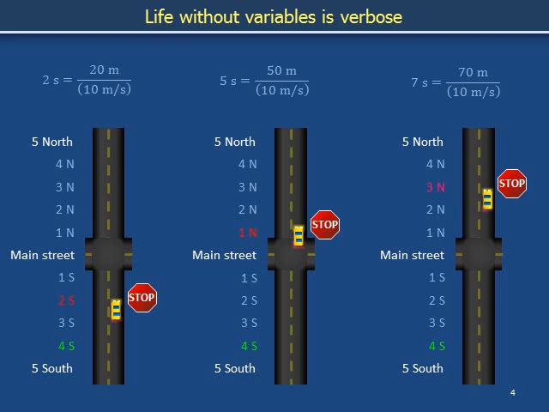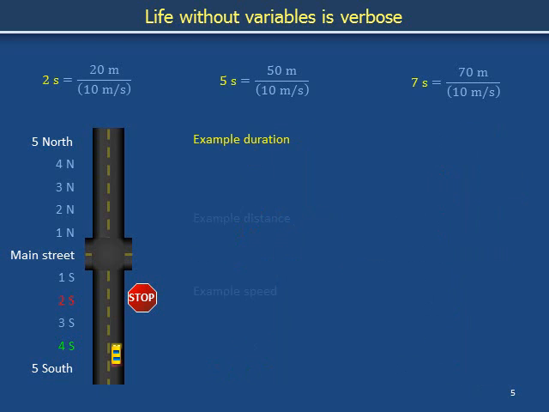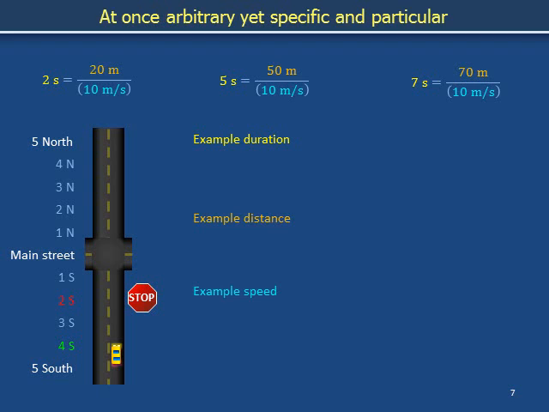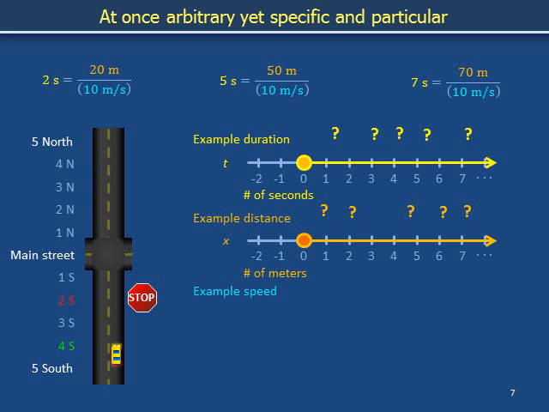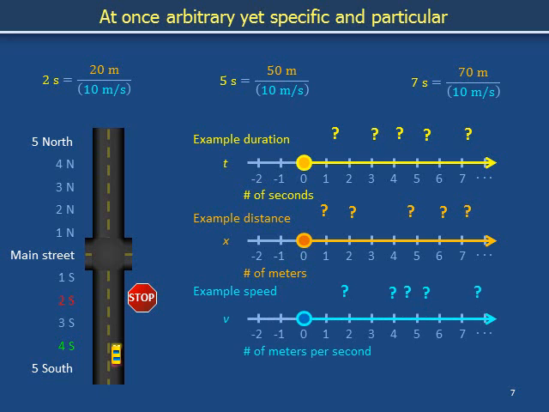This is tiresome and redundant because we repeatedly calculate particular examples of duration corresponding to particular examples of distance divided by particular examples of speed. Allow t to be a specific and particular value drawn arbitrarily from the non-negative numbers representing the number of seconds of travel. Let x be a specific and particular value drawn arbitrarily from the non-negative numbers representing the distance traveled in meters, and let v be a specific and particular value drawn arbitrarily from the non-negative numbers representing speed in meters per second. This way we collapse a multitude of examples into a single expression.